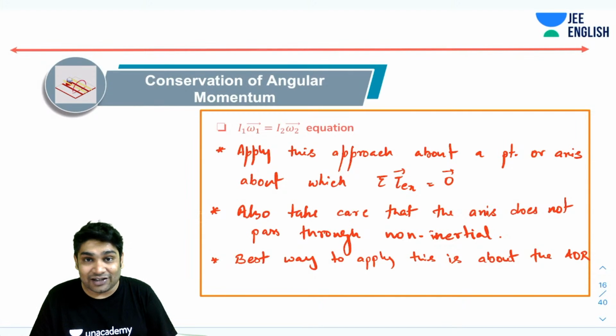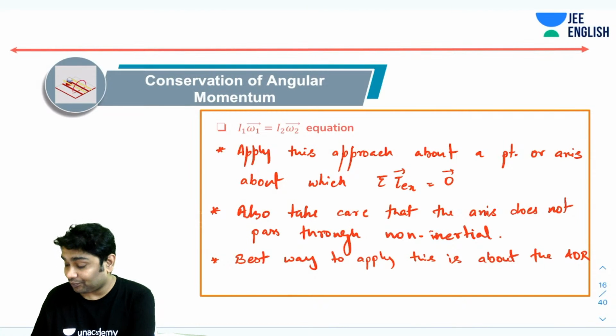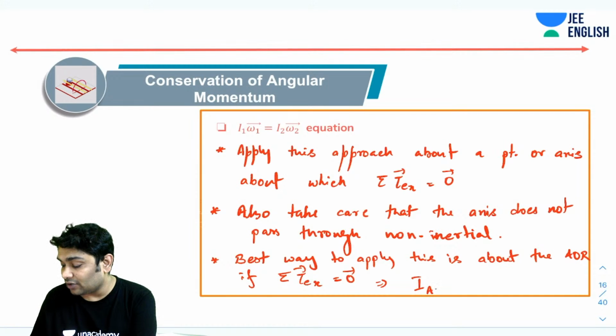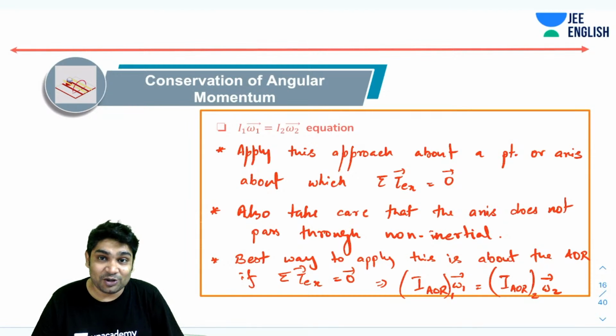Okay. So if the axis of rotation is inertial in your reference frame, then you can apply this for the axis of rotation if summation tau external is 0. Then how do you use this? You will say I1 omega 1 about the axis of rotation would be equal to I2 omega 2. I'm assuming here that the axis of rotation is not changing. Only the moment of inertia about it may change due to certain factors.